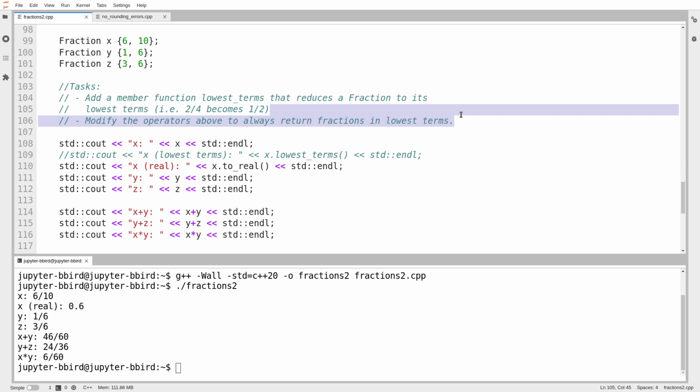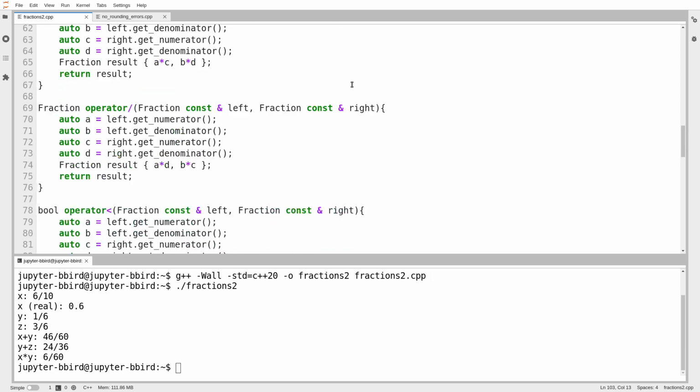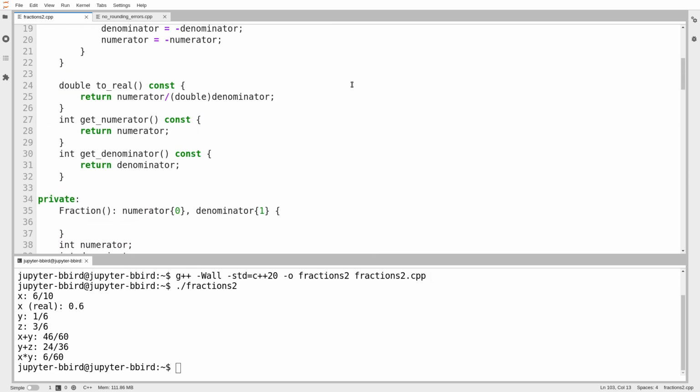The second task is to modify the operators so that when you perform operations on fractions, the result will always be in lowest terms. Okay, so the first step, of course, is defining my function that puts the fraction in lowest terms. So I'm going to do that up here. It's going to be a member function of the fraction.